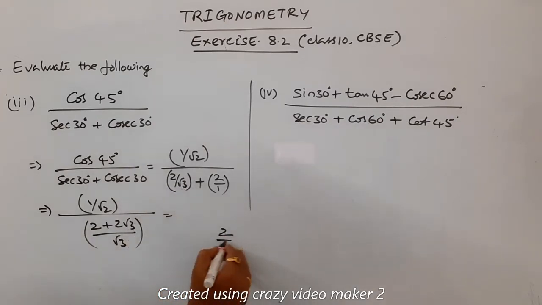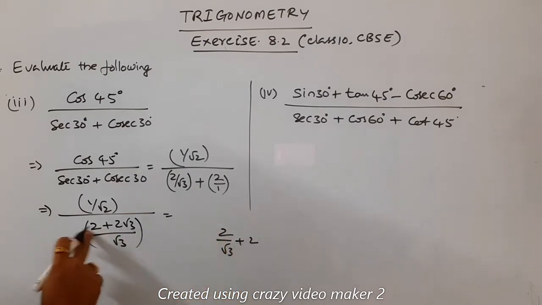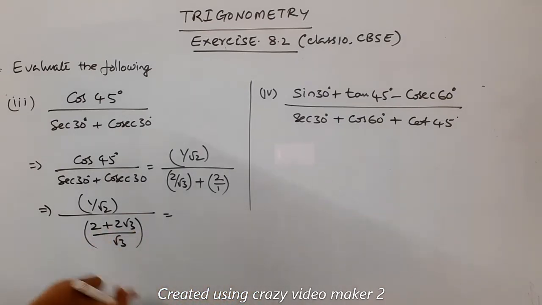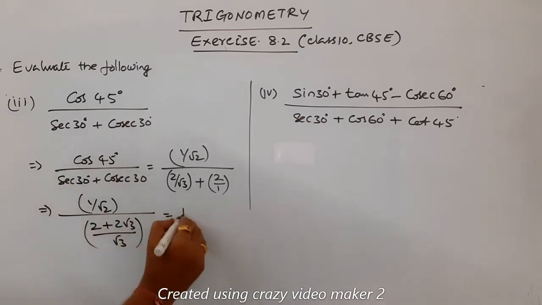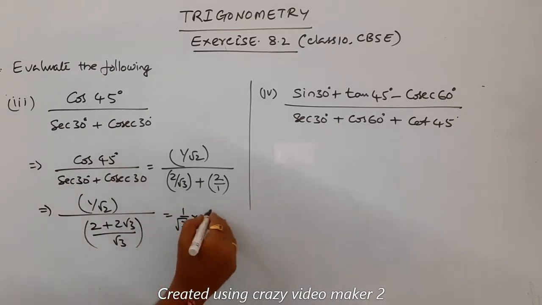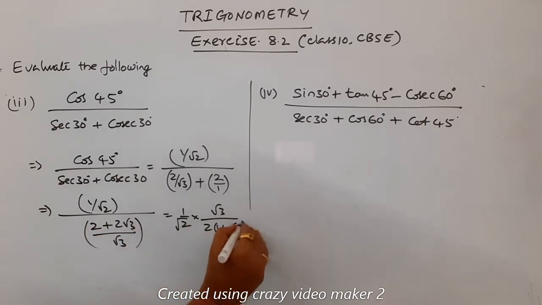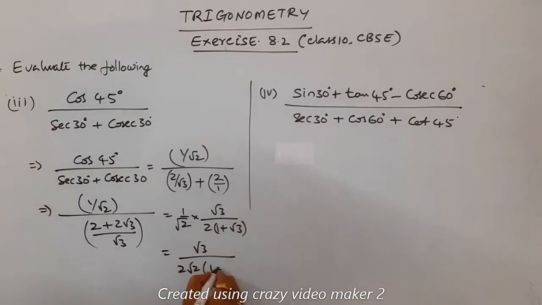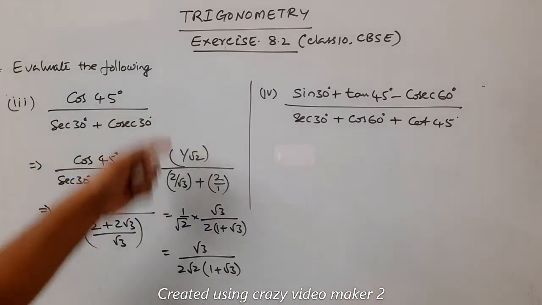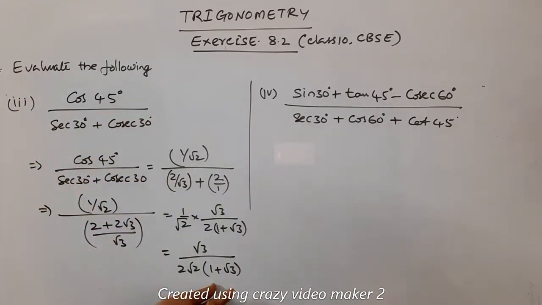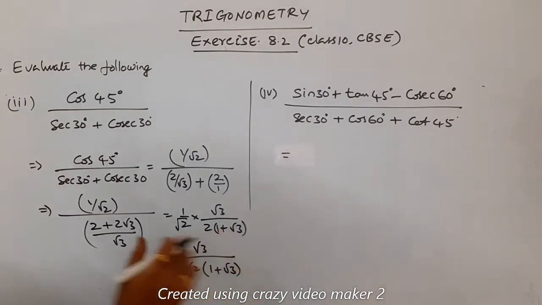Just like a mixed fraction, you can try like this. Root 3 into 2, 2 root 3 plus 2, that means 2 plus 2 root 3 by root 3. Now it is the reciprocal. So 1 by root 2 into root 3 by 2 common 1 plus root 3. You can rewrite this as root 3 by 2 root 2 into 1 plus root 3. Otherwise you can solve further but it wastes time, so just write up to here only.